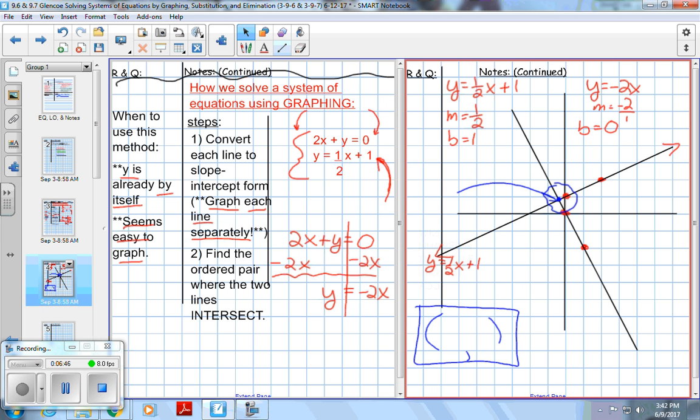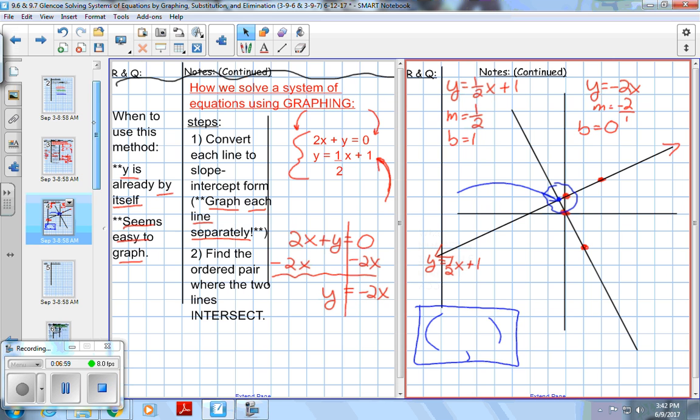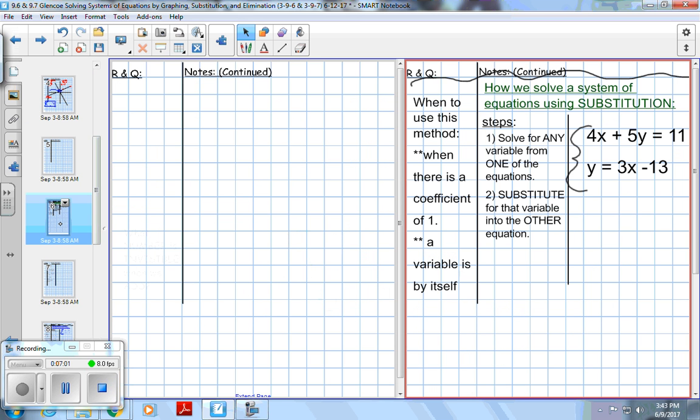We're just going to have to use another method to get its exact answer rather than hypothesizing where those lines are in respect to the coordinate plane. These steps will work great though, so don't give up on them. So let's jump on to our next method. Solving a system of equations using substitution.